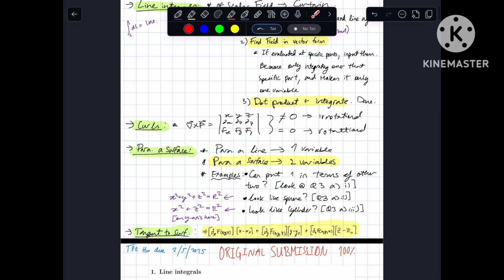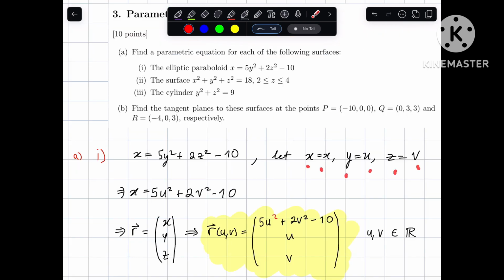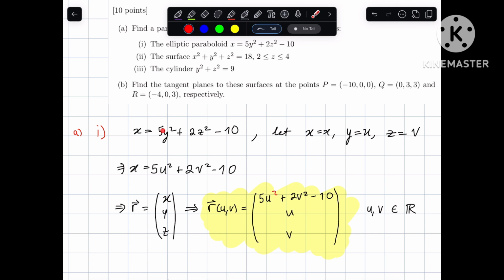Here. This first question, I low-key did it wrong, but it's technically correct, so it's technically a way to do it. Essentially, here we have x in terms of the others. Now we can let x equal x, y equal u, and z equal v. So we sub in u for y and v for z, and now we have x is equal to this. If we input that into our position vector, x is equal to this, y is u, and z is v, where u and v are elements of the real numbers. And here you can see that it is in fact in terms of two variables.